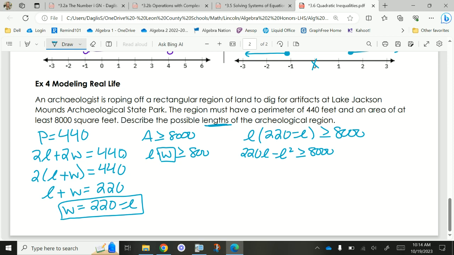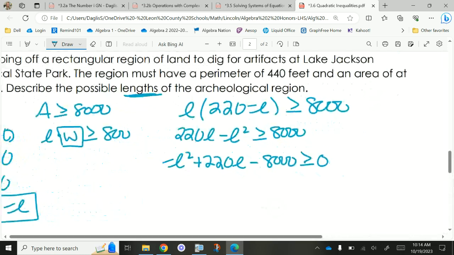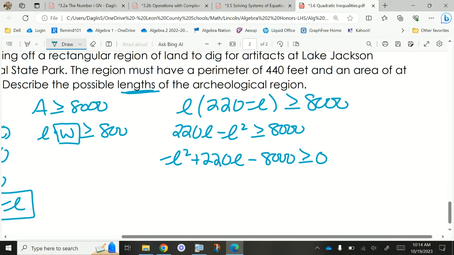Now I'm going to write it in standard form. So my negative L squared is going to be first. Then my positive 220L. And we're going to subtract 8,000 over, so that way that side is 0. Did I lose anybody with that step?